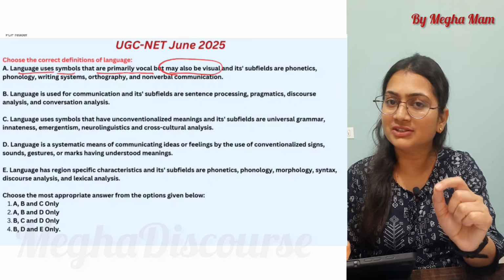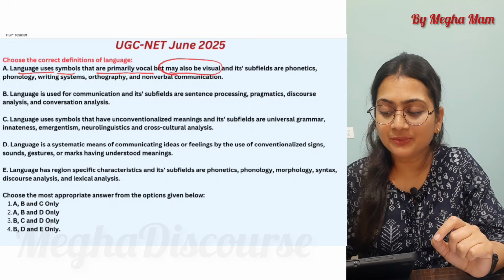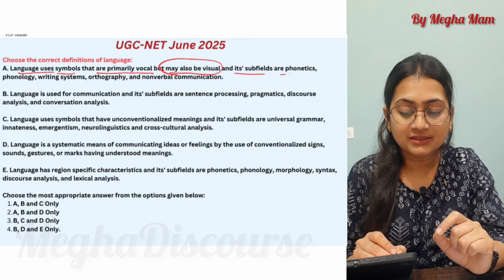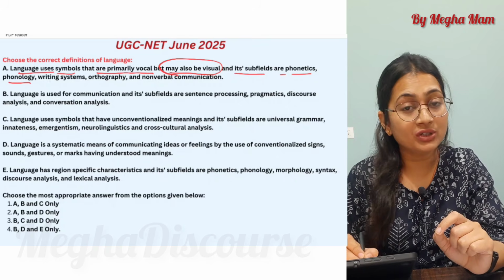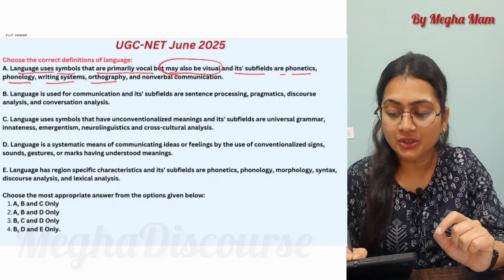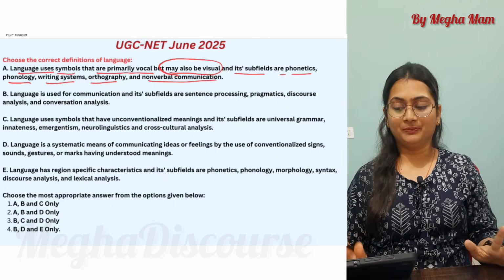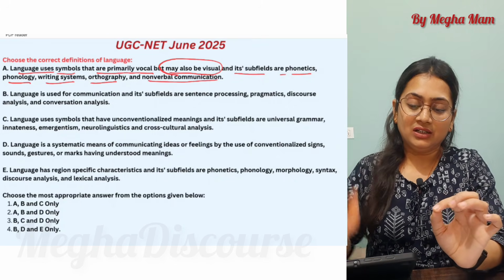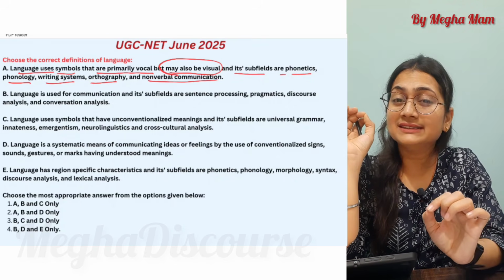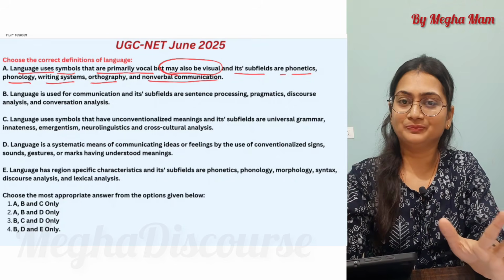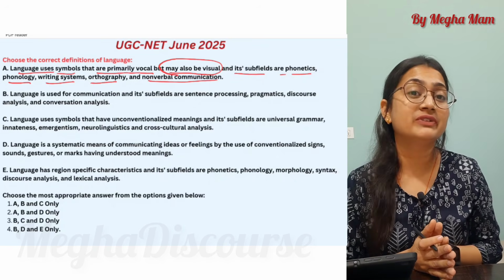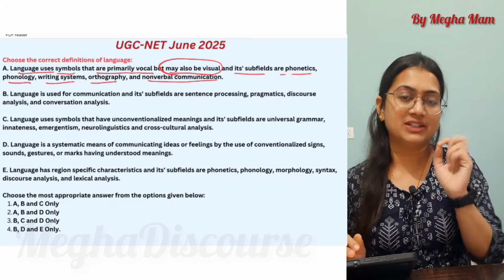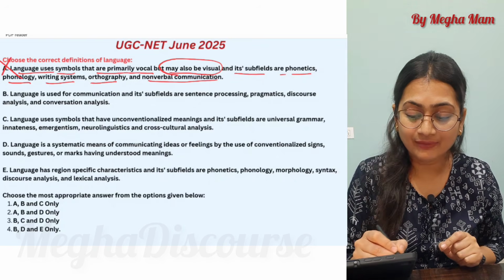Now, this is the tricky line. And its subfields are phonetics, phonology, writing system, orthography, that is the spelling system, non-verbal communication. This is the right one. Now, is it really necessary to be visualized? No. Symbols cannot be visualized always. So this is the trick here. That's why we have to eliminate A.